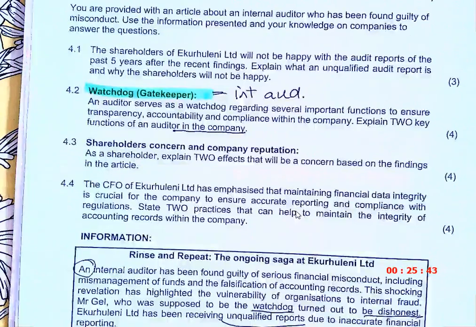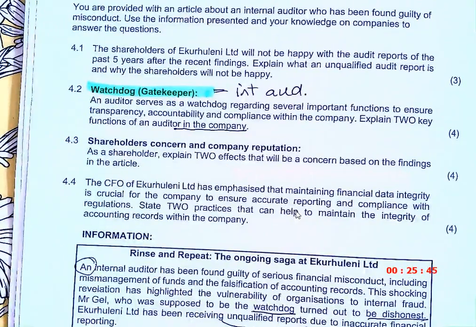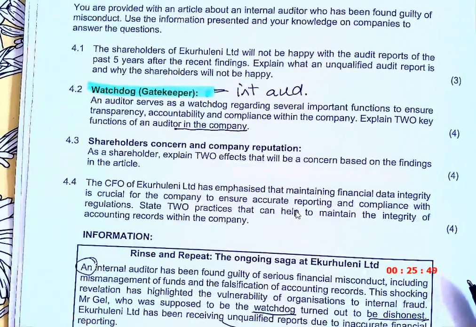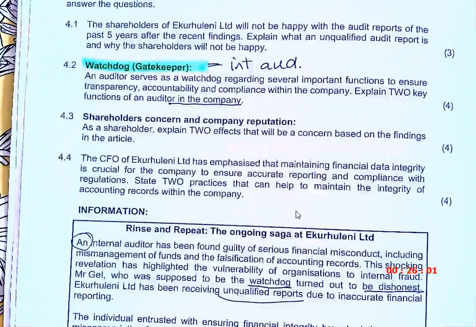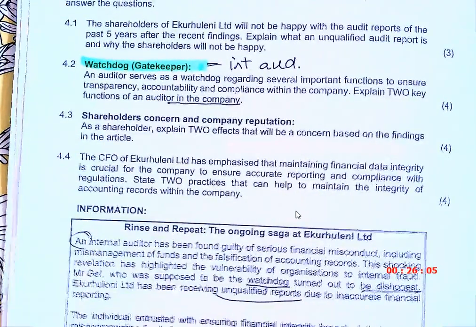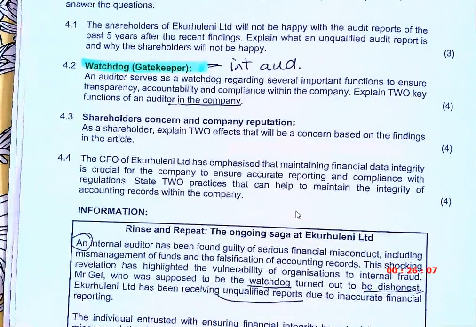So the CFO, meaning the Chief Financial Officer, has emphasized that maintaining financial data integrity is crucial for the company to ensure accurate reporting and compliance with regulations. State 2 practices that can help to maintain the integrity of the accounting records. They're asking you for internal control measures.